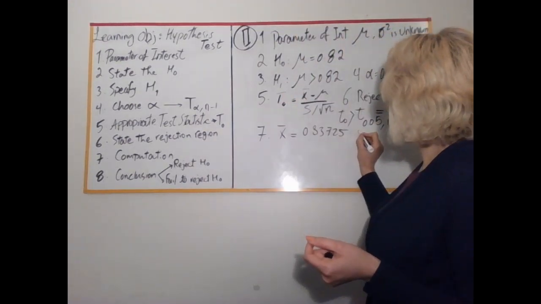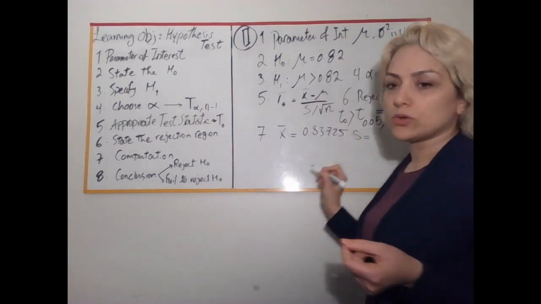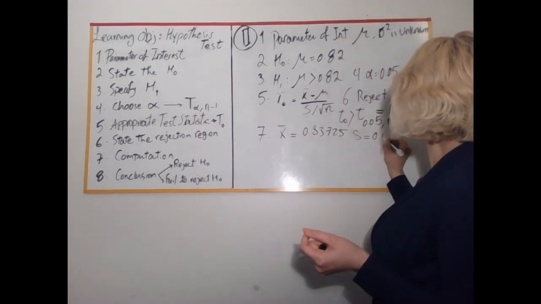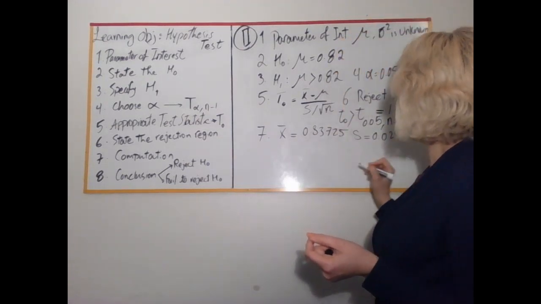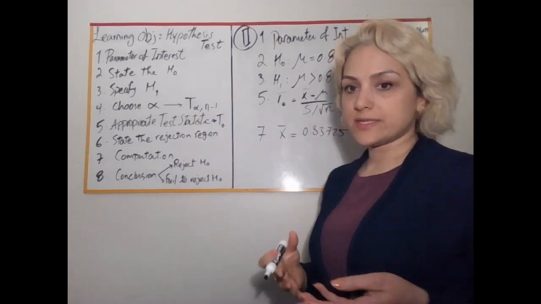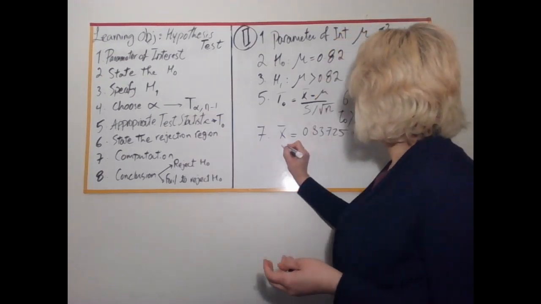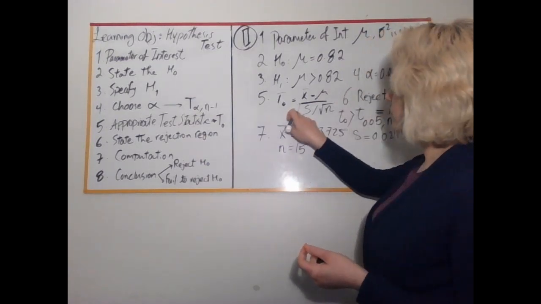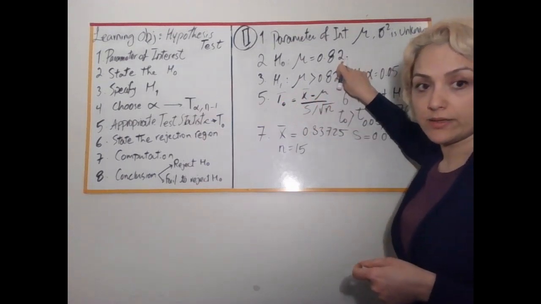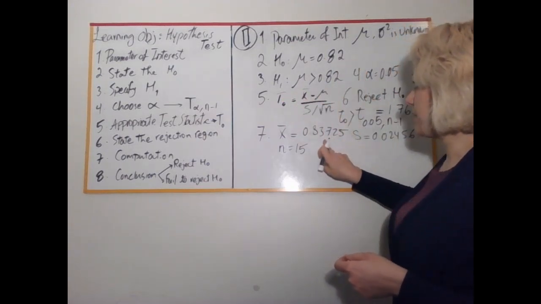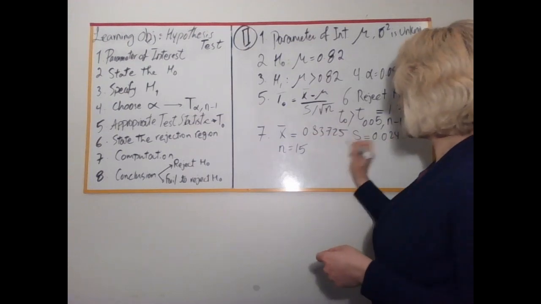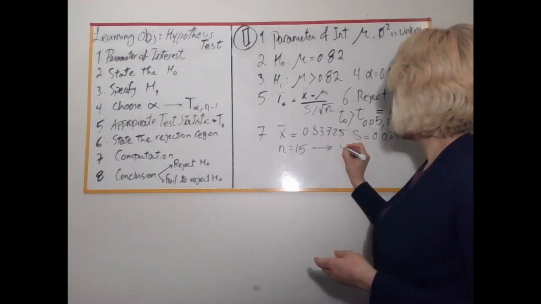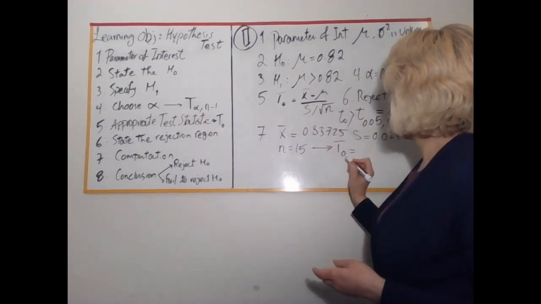S is going to be equal to 0.02456. And our n is 15 as well, as we said. So from here, n is 15. We have our mu, which is 0.82. We have our x bar from the sample, and we have s and n. So from these numbers, we substitute into this equation, and we can find the value for t null.